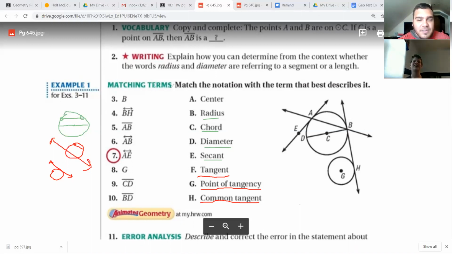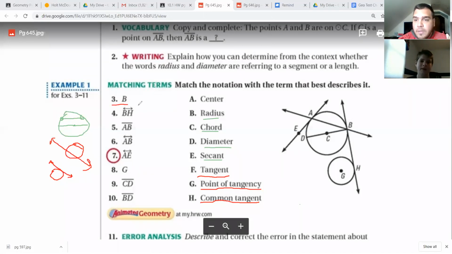Go ahead. So tangent is something that scrapes something, correct? It scrapes the circle, very particular. And the point of tangency is where it scrapes it. Where it hits the circle. Oh, okay. And common tangent is two circles having the same tangent. And we're about to go over these problems to see the examples.